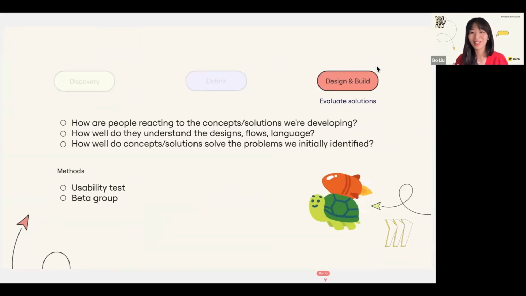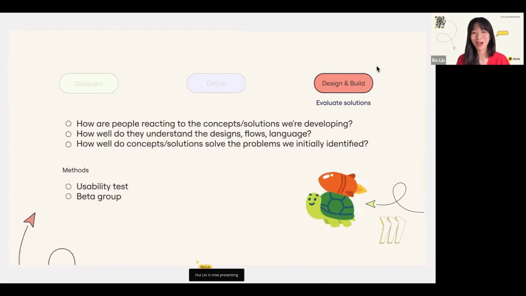After we had this clarity about the most critical problem for us to work on, we moved to the design and build phase. This is a time for us to come up with a design solution for this private anonymous mode, and also keep iterating on the design. So now let me give the mic to our amazing designer Hui, and let him walk you through the design journey.